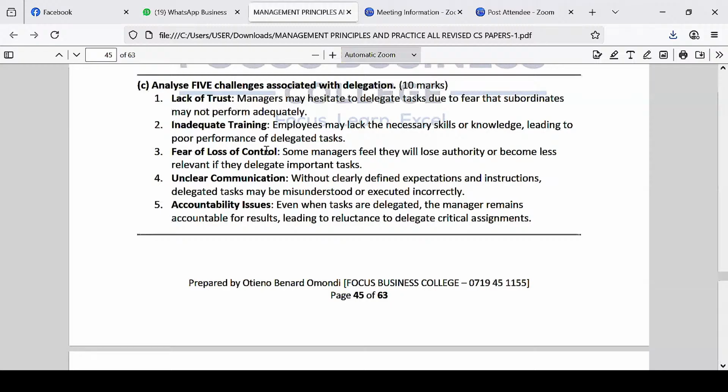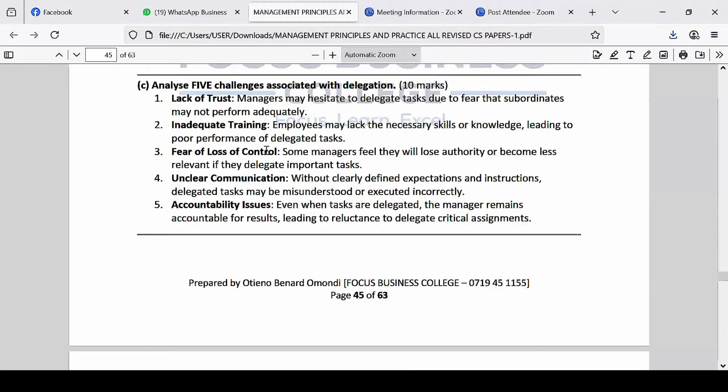Number one is lack of trust. Sometimes we don't delegate duties to our juniors because we don't trust that they're able to do the work the way it's required. If you don't have 100% trust that your junior can do the work, then delegation becomes very, very difficult because you're doubting them. So managers may fail to delegate tasks due to fear that subordinates may not perform adequately. When you fear that the junior member of staff may not be able to do the work well, then it is a case for fear. So number one is lack of trust.